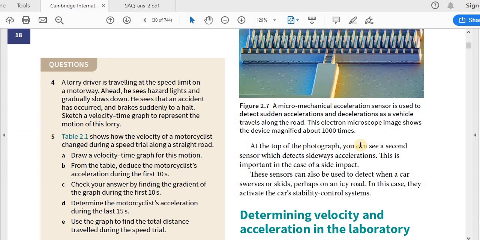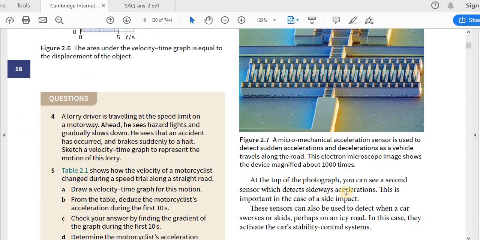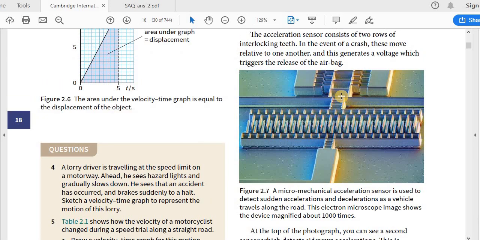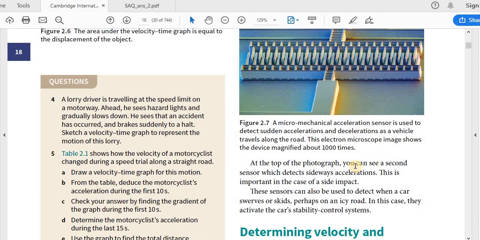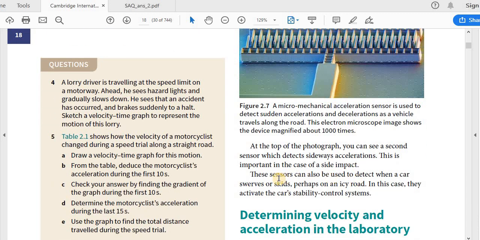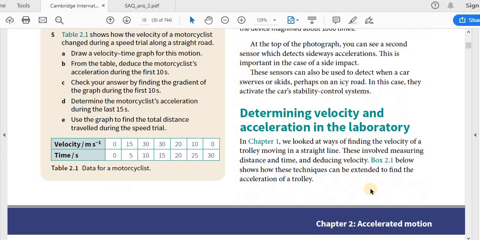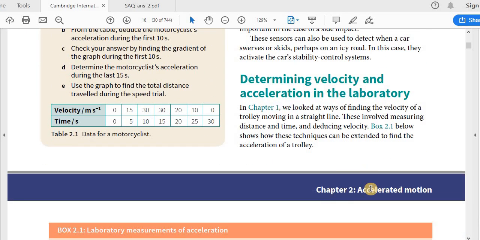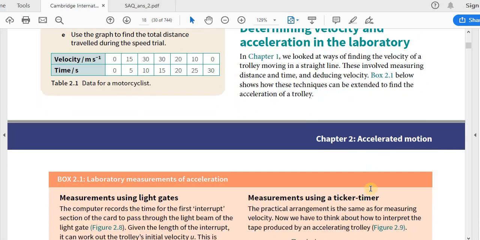At the top of the photograph you can see a second sensor which detects sideways accelerations. This is important in the case of a side impact. The sensors can also be used to detect when a car skews or skids, perhaps on an icy road. In this case, they activate the car's stability control systems. Okay, now we'll learn how to measure acceleration in the lab.